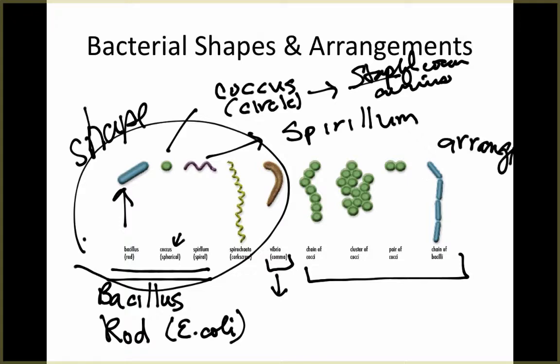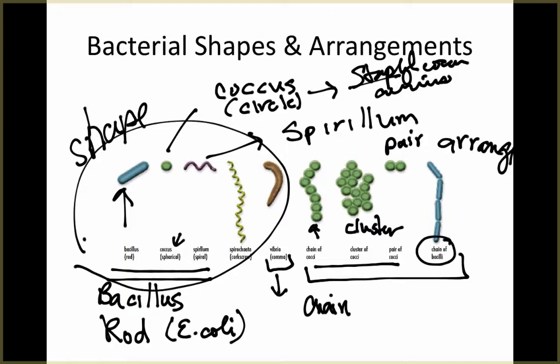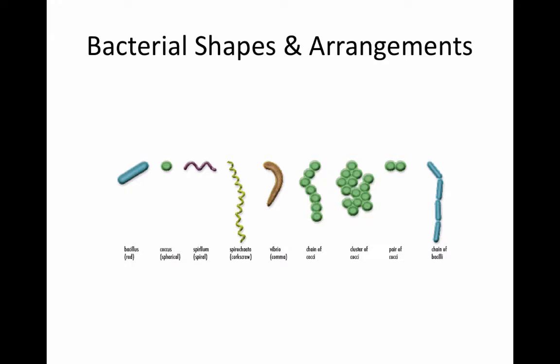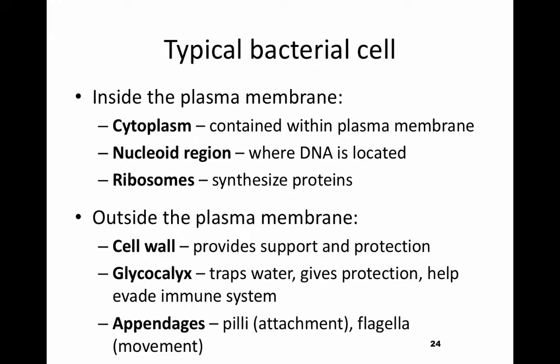And so you can see they can be in chains here where they're in a long line. They can be clustered together. They can be in pairs here. So these are all showing the circle, and this is just showing bacilli that's in a chain. So they have specific shapes and arrangements.